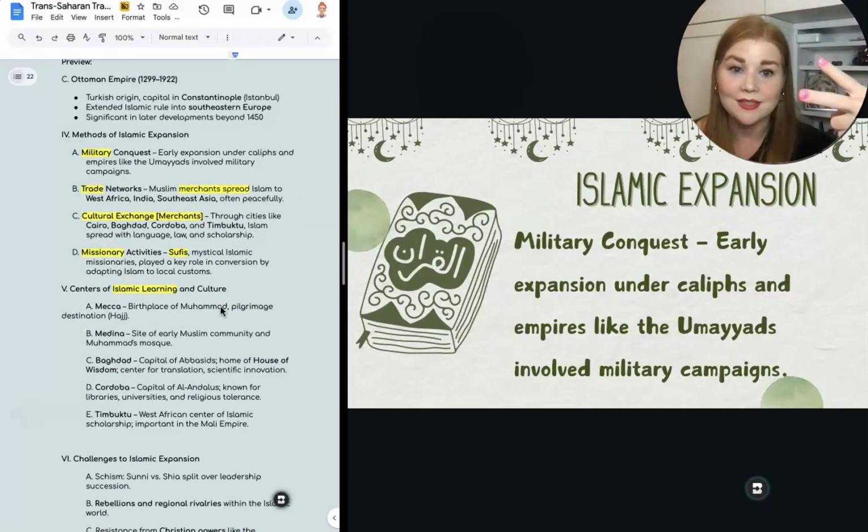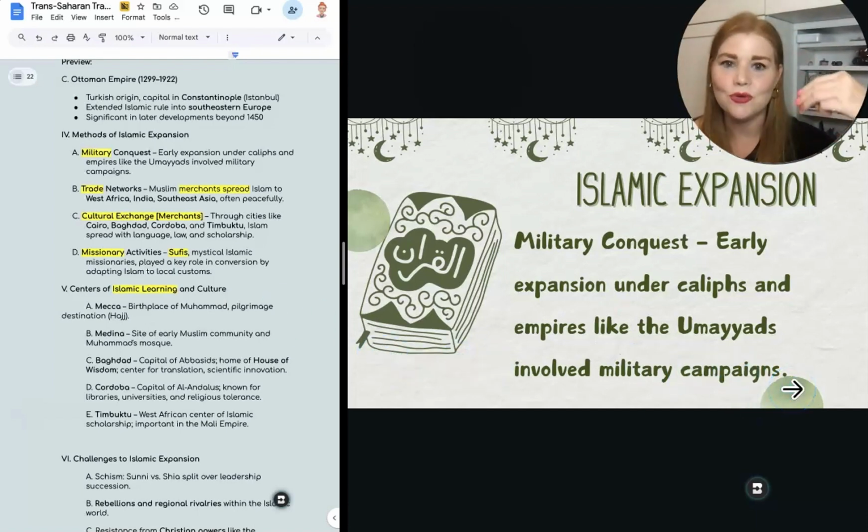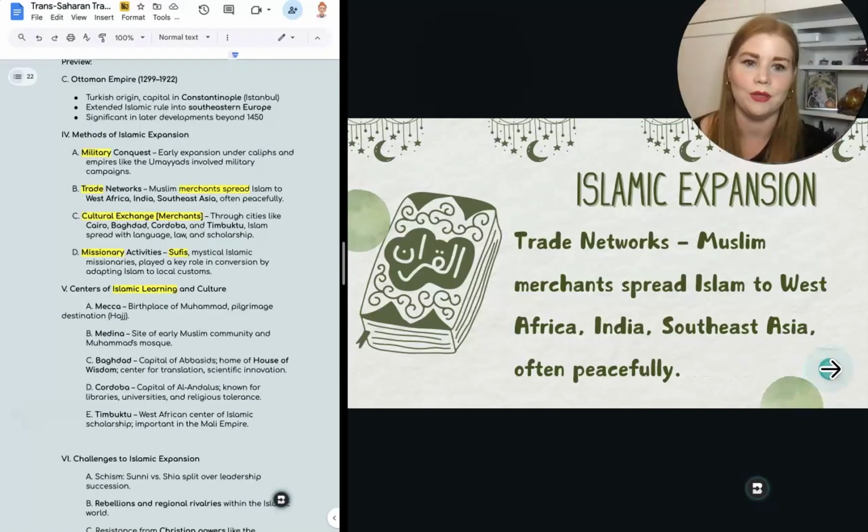The second big way that they expand is through military conquest. They're going to have huge early expansion under those first Muslim empires, the Umayyads. Okay, they have money, they have knowledge. They're going to use this and their power to expand through military campaigns.